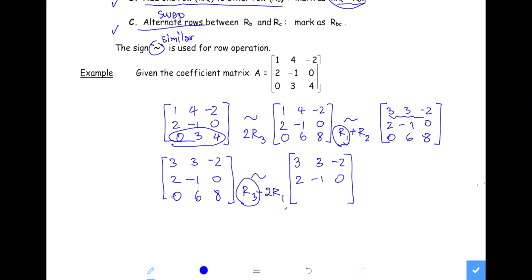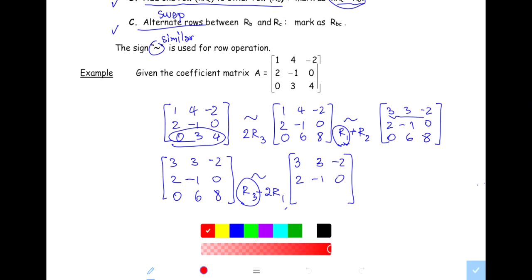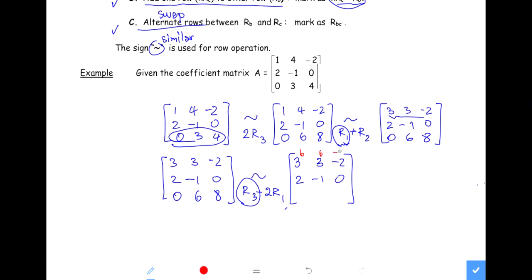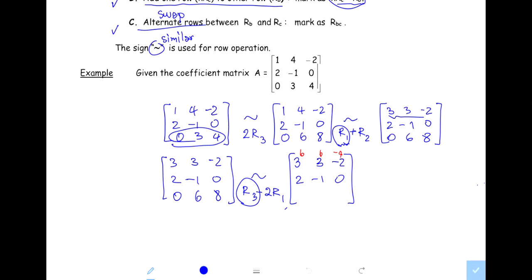R3, start at 0, 2 times R1. Let me write it with some small letters: 2 times R1 is going to be 6, and then minus 4. You can write it or not, it's okay, but I write it because I don't want to make a mistake. With matrices, one mistake and you lose your life. When you do it again, you will never know where your mistake is. You don't want to make a mistake. So R3 minus 2 times R1.